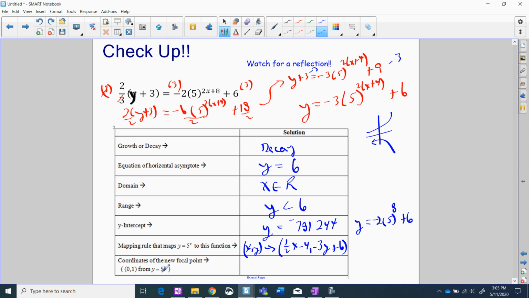Now this shouldn't say 5 to the x anymore. Oh, yes, it is. It's still 5 to the x. So our base function is 5 to the x, which would have the focal point 0, 1. It says where would the new focal point be? So you take 0, 1 and you map it through your mapping. So if you put 0 in for x, you're going to get -4. And if you put 1 in for y, you're going to get +3. So there's where the new focal point would end up after you sketched it.